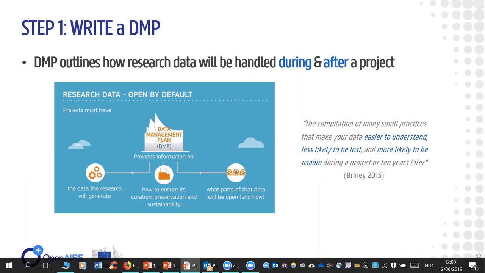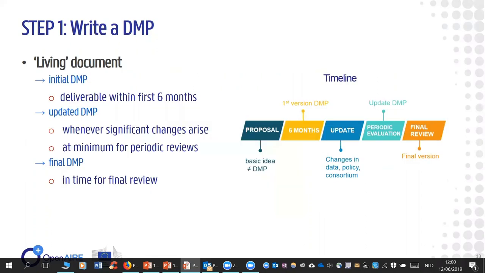If you start writing a data management plan, it's not a finished document once you have the first version. It's a living document. So you have an initial DMP, which is a deliverable within the first 6 months. Then you can update your DMP whenever significant changes arise in your data or in your policy, for example. If you suddenly have personal data, that changes how you will handle your data. And then you have a final DMP at the time of final review, if you have all the information and you can update your data management plan with the last changes.